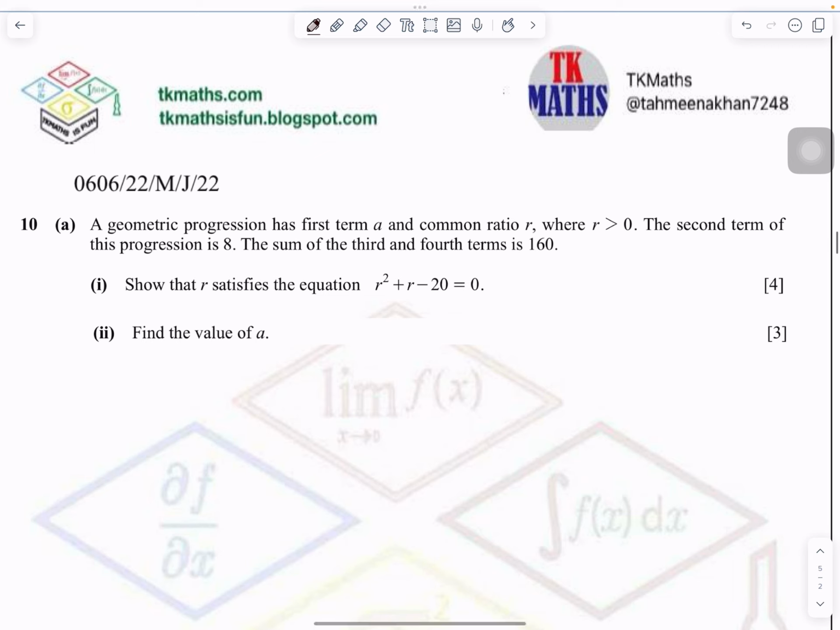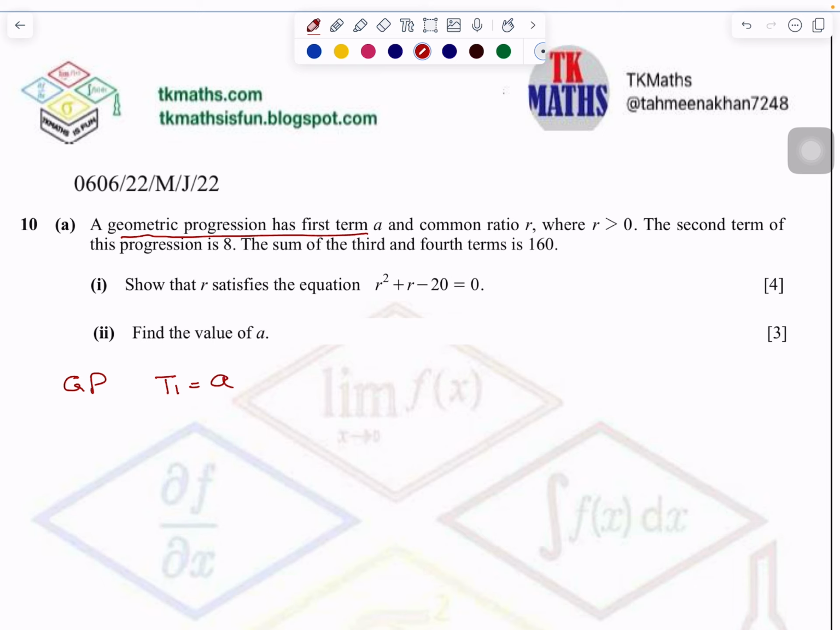This is taken from May-June 22, variant 2-2. The geometric progression is given to you here, and the first term is A. So let me start putting things here which I will read in the question. Term 1 is A, and the common ratio is R.